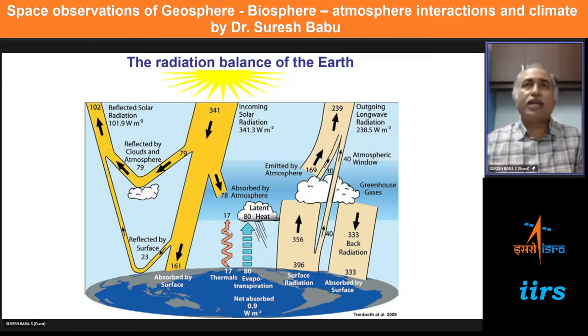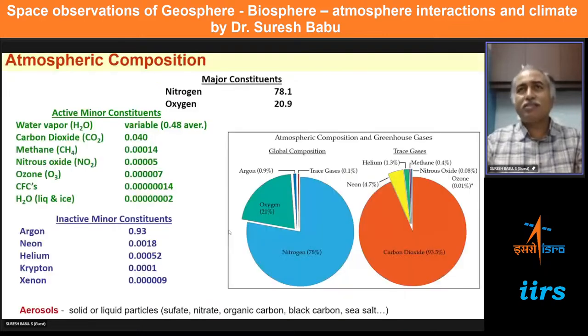So one of the most important aspects when we talk about the radiation balance is the atmospheric composition. We know that the atmosphere is basically composed of nitrogen and oxygen. The nitrogen is around 78.1%, and oxygen is around 20.9%, which shows that almost 99% of the Earth's atmosphere consists of nitrogen and oxygen. But of the rest of the 1%, almost 0.93% is argon.